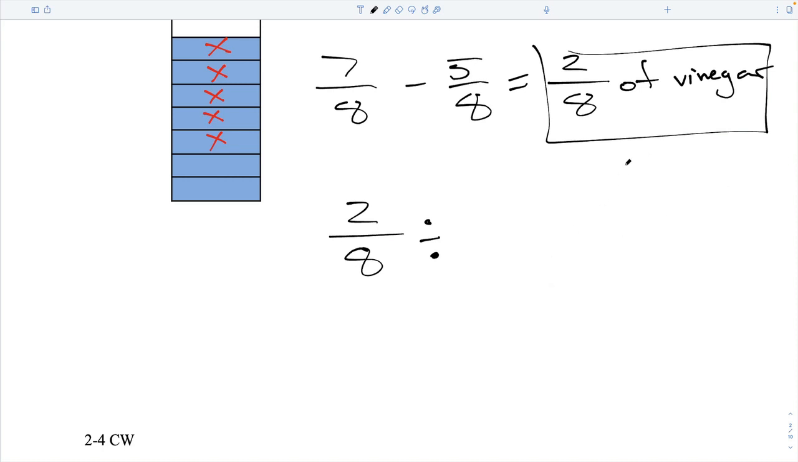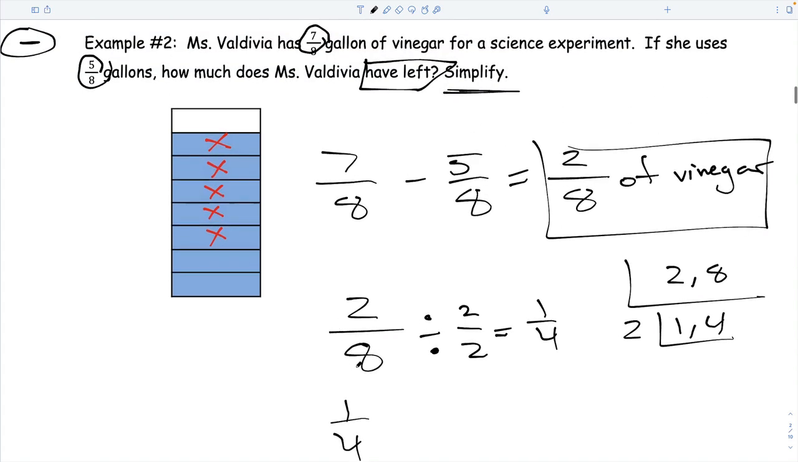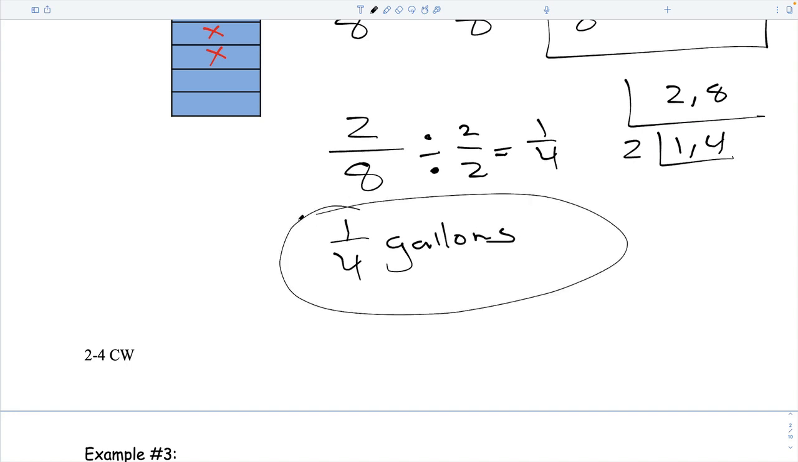Let's think about it. 2 divided by 2, 8 divided by 2. So I'm going to divide top and bottom by the GCF. What's the answer going to be? Kinley. 1/4. Beautiful. Great. 1/4 something of vinegar. Was it cups? Ounces? Gallons? 1/4 gallons would work too. I forgot the measurement. Very cool.